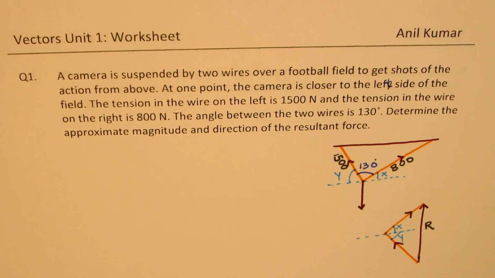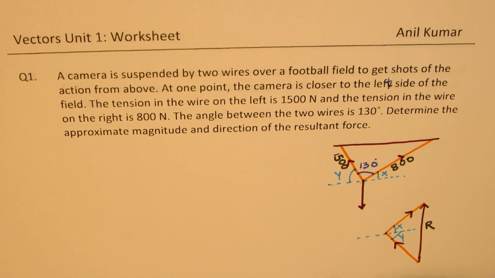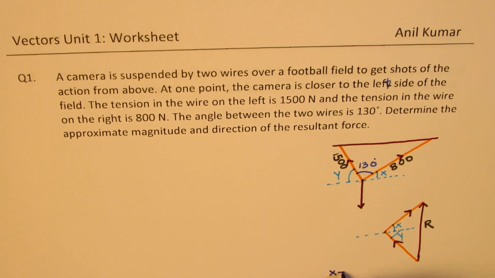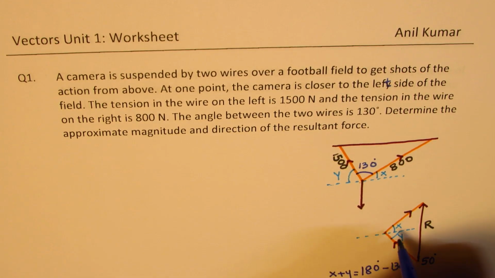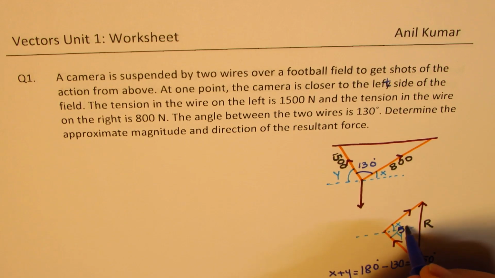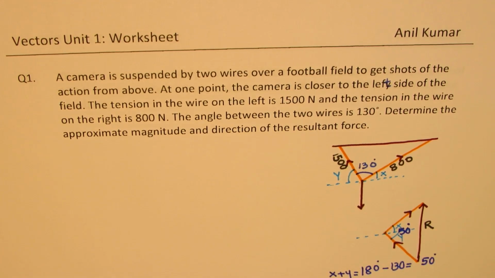The combination is you need to add x and y. Now from this diagram, it is, I think, absolutely clear what x plus y should be equal to. So we can clearly say that x plus y should be equal to 180 degrees minus the angle 130 given in between. And that gives you 50 degrees. So this angle in between is 50 degrees. Do you get the idea?